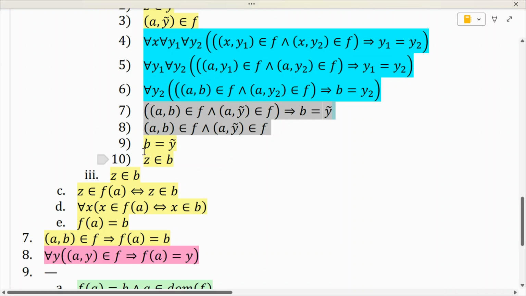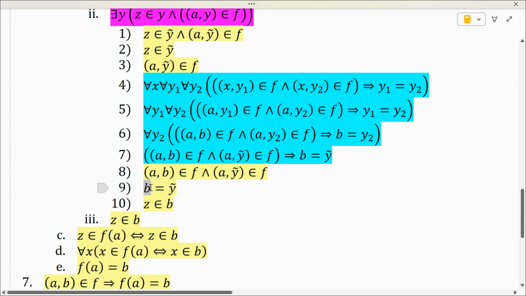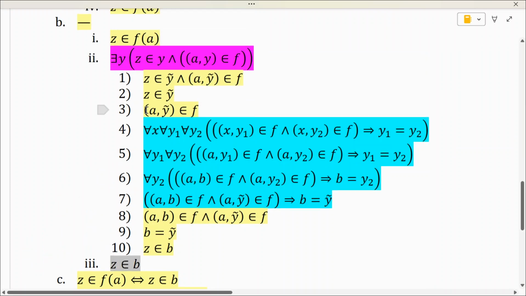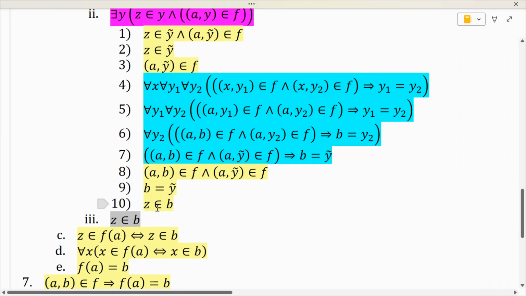So now, where is this? There's a chain of equality happening. So b equals y tilde. B equals y tilde. So where b equals y tilde, z is in y tilde. So we can replace y tilde with b, and z is in b. There we go. And then, since this assumption was given for existential elimination, we go all the way down here. Since there are no instances of y tilde in this statement here, we're allowed to pop it out.